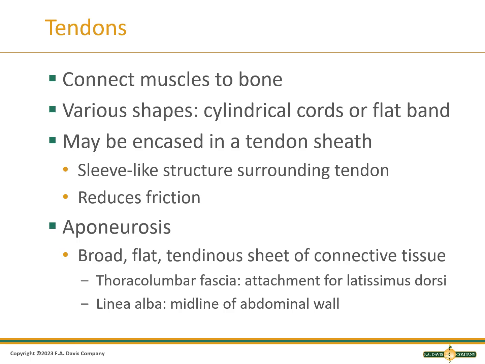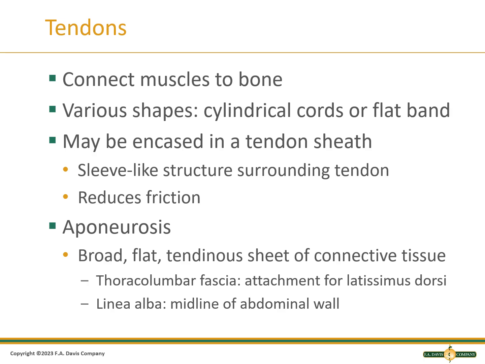Tendons are the connective tissue that connect muscles to bone and come in various shapes, including cylindrical cords or flat bands. They may be encased in a tendon sheath, which is a sleeve-like structure that surrounds the tendon to help reduce friction, working with the bursa at the joint level.